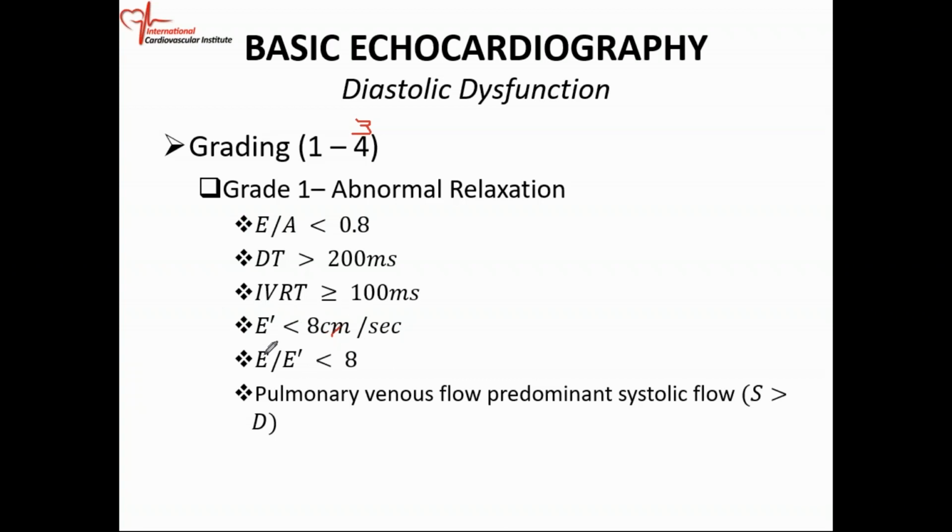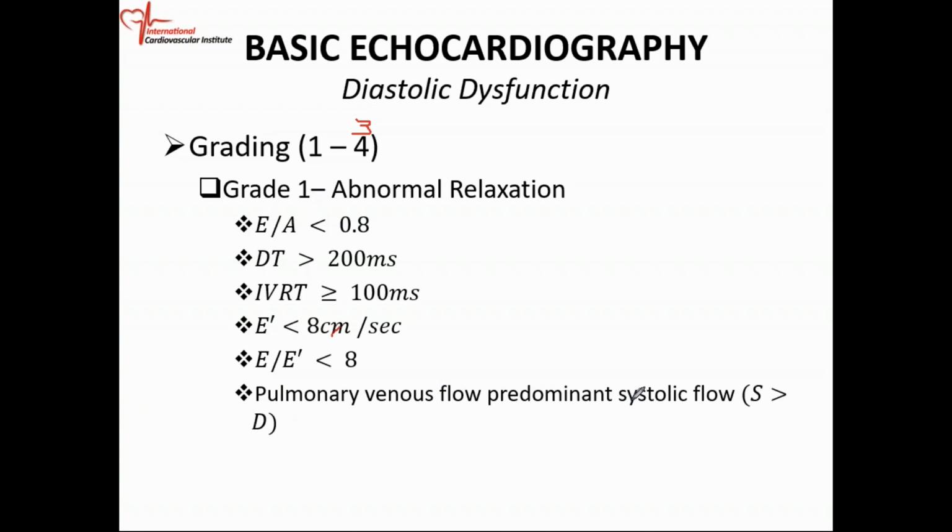And your E/E prime ratio is usually 8 or less, because E/E prime ratio tells us about the left ventricular filling pressures or the left atrial pressures. If this is greater than 15, then you shouldn't have a grade 1. You're going to probably move into a grade 2 or something like that. And then when you look at your pulmonary vein flow, you have a predominant systolic component.